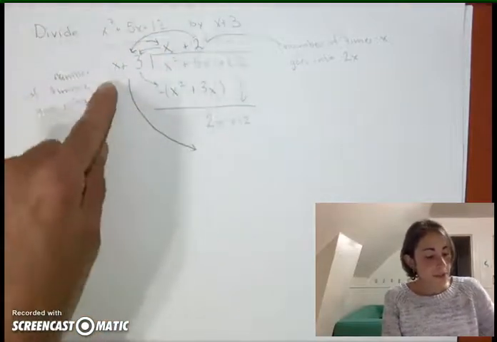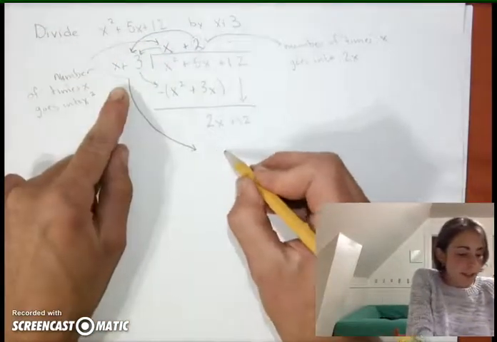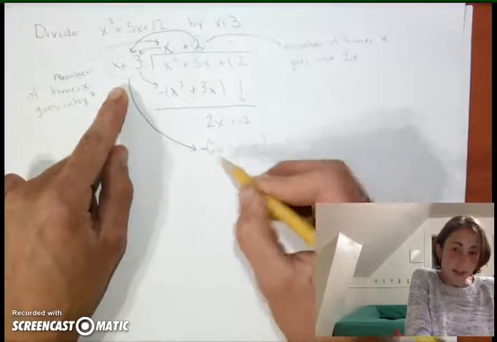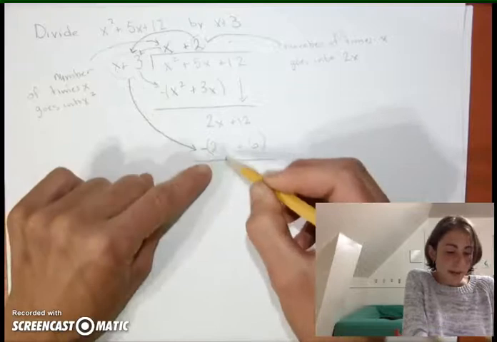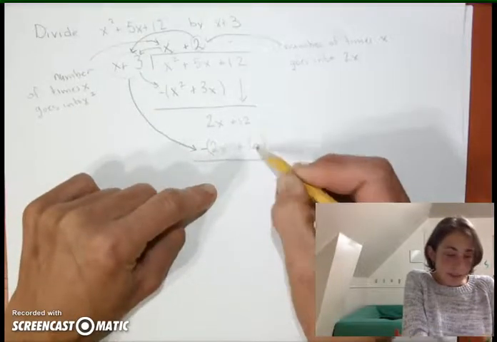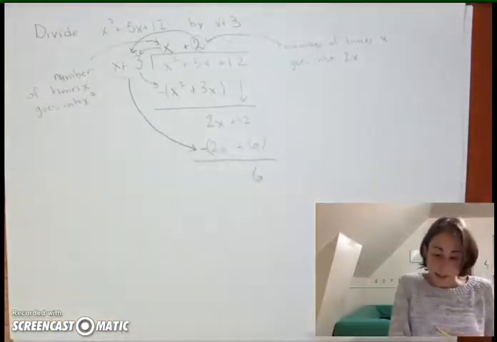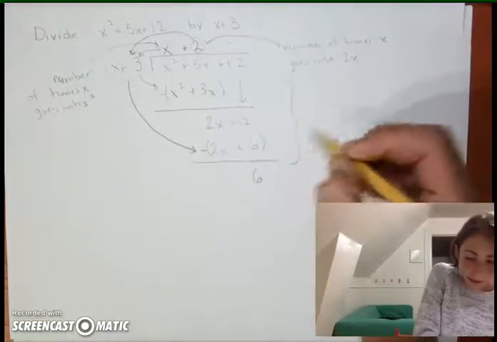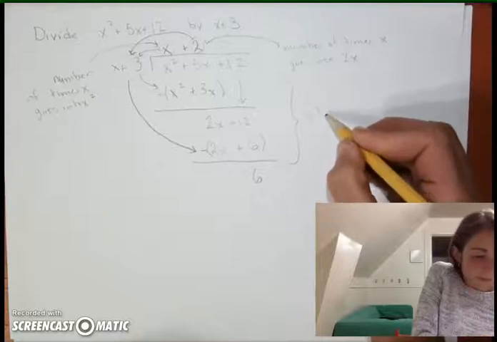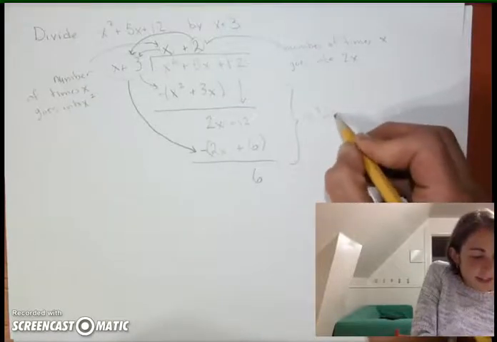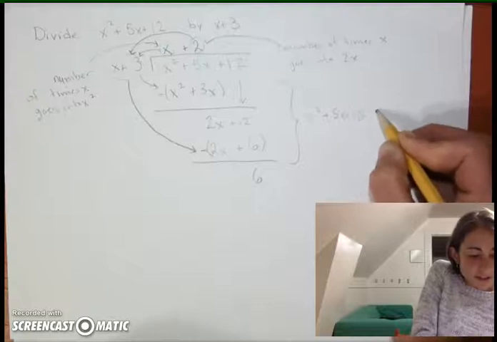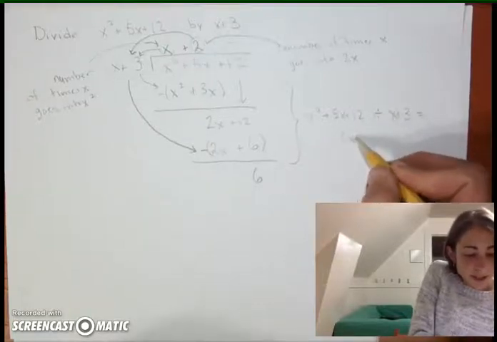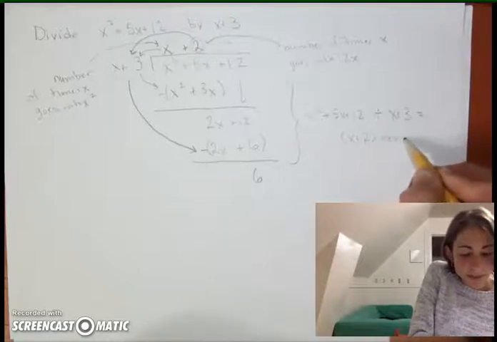So 2 times x plus 3 is 2x plus 6, and again I have to subtract this entire expression. 2x minus 2x is 0, 12 minus 6 is 6. So what I found here is that x squared plus 5x plus 12 divided by x plus 3 is equal to x plus 2 with a remainder of 6.